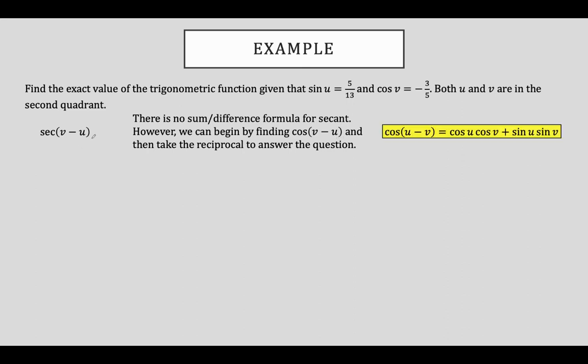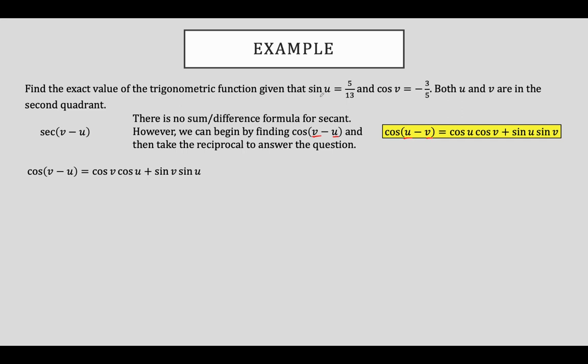Here's the formula. Cosine u minus v is equal to the cosine of u cosine of v plus sine u sine v. Notice the only difference here, we need to swap out the location of our u's and v's. That means the cosine of v minus u, what we're looking for in this case, is going to be cosine v cosine u plus sine v sine u. Well, cosine v. We've got cosine v. That's a good thing.